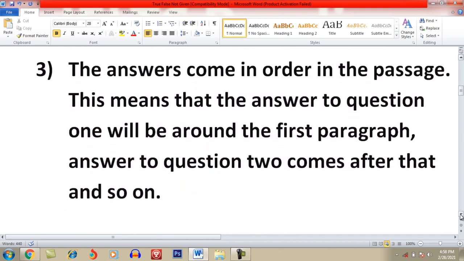Keep in mind the answers come in order in the passage. This means that the answer to question 1 will be around the first paragraph, the answer to question 2 comes after that, and so on. For example, if you find the answer to question 1 in the first paragraph, there is no need to read the first paragraph for question 2. You should read the second paragraph for question 2, and so on. So the answers are in sequence, that's why there is no need to read the paragraph which you have already read for question 1 or 2.